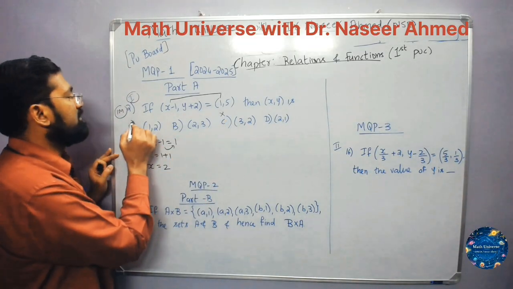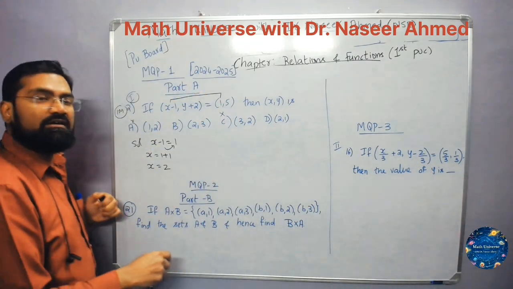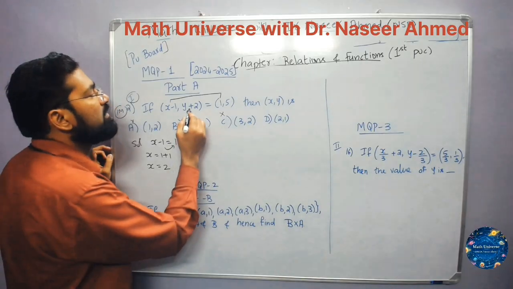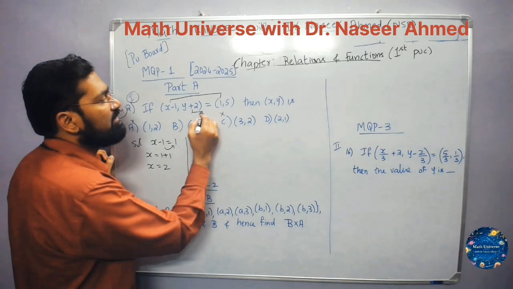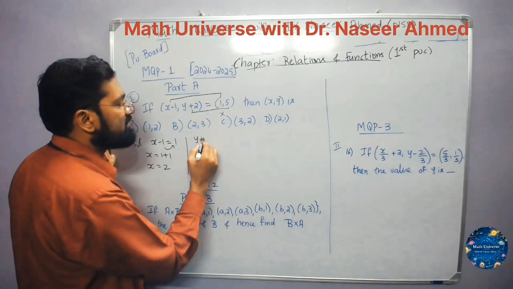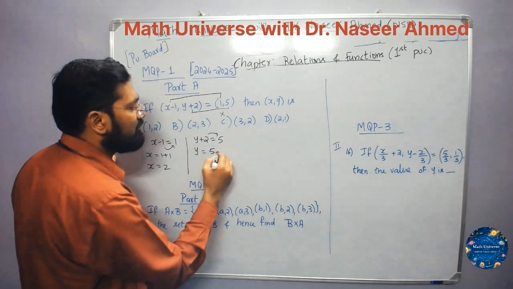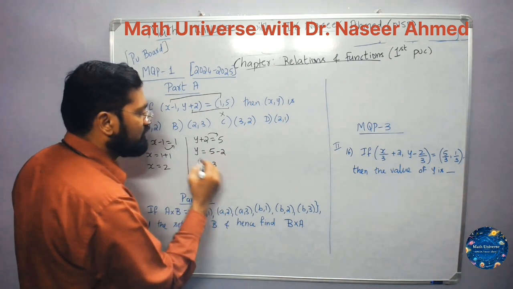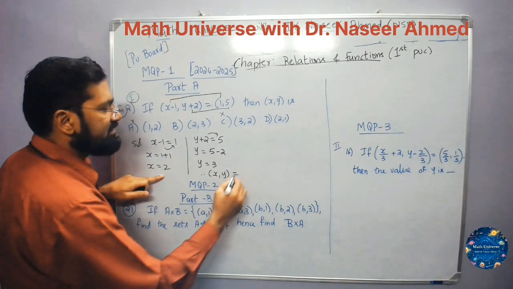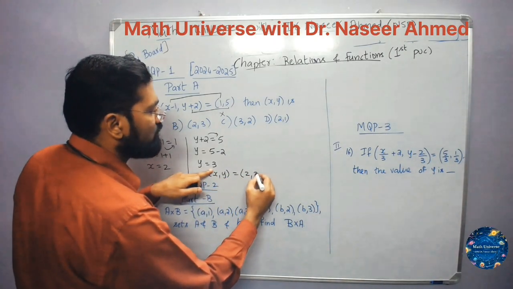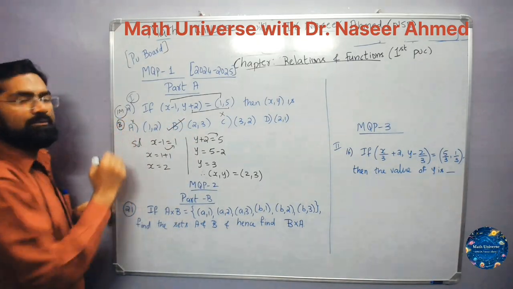But we can see that in this option there is no 2, so option C and option A are out. Since in both option B and D we have 2, we have to surely find the y value. Here y is in the second element of the first ordered pair. Equate this with 5, so y plus 2 is equal to 5. Transpose this: y is equal to 5 minus 2, or y is equal to 3. Therefore, x comma y is 2 comma 3. Option B is correct.